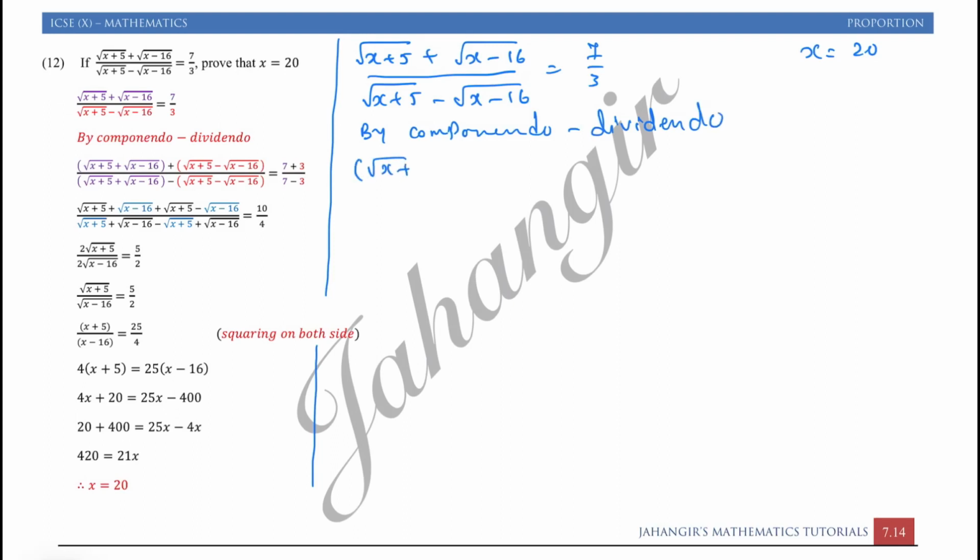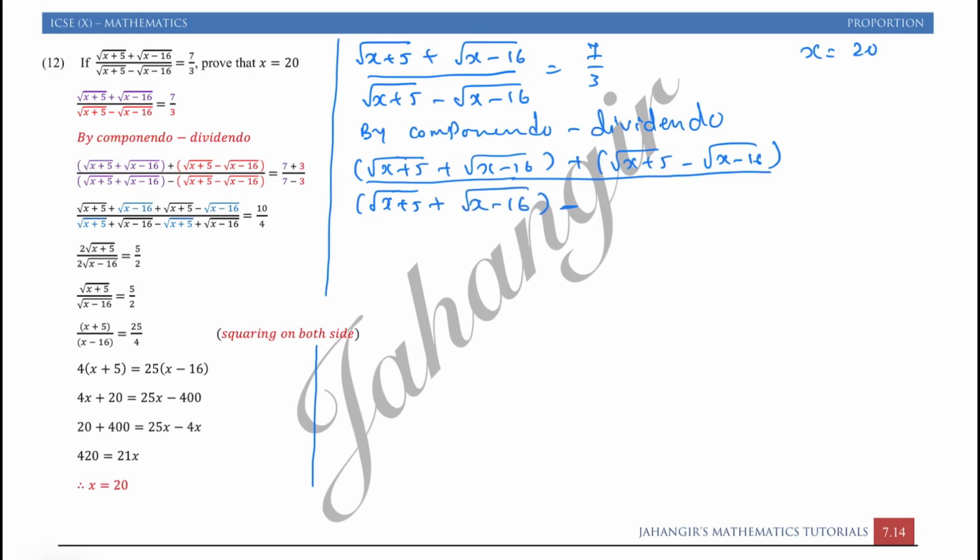Numerator, that is root of x plus 5 plus root of x minus 16 plus root of x plus 5 minus root of x minus 16, whole upon root of x plus 5 plus root of x minus 16 minus, only difference is these two signs, plus minus, root of x plus 5 minus root of x minus 16, that is equal to 7 plus 3 upon 7 minus 3. Now let's solve the bracket.